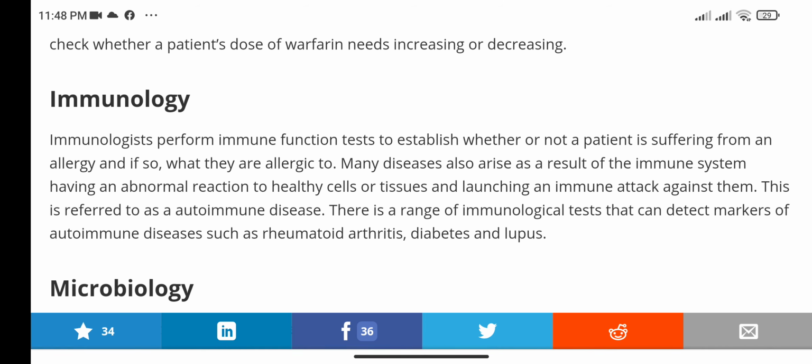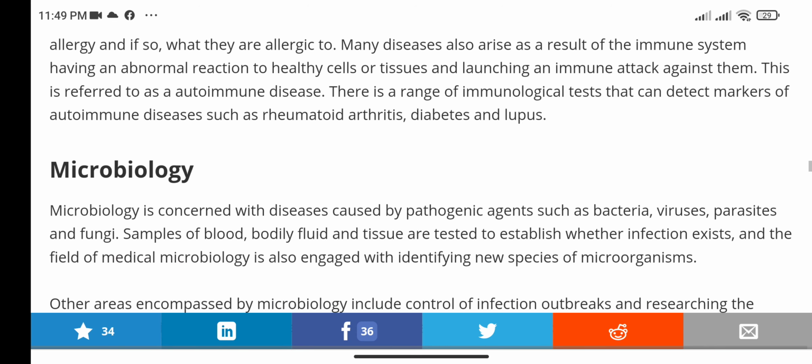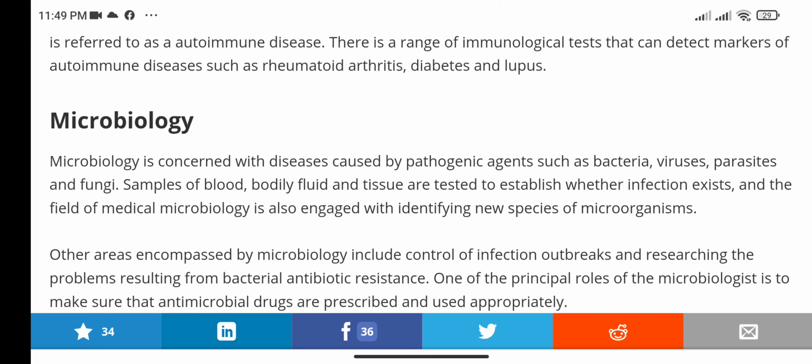The other field is immunology. It is also a subject of pathology. Immunologists perform immune function tests, and they also study autoimmune diseases, which arise as a result of the immune system having an abnormal reaction to healthy cells or tissues, launching an immune attack against them.